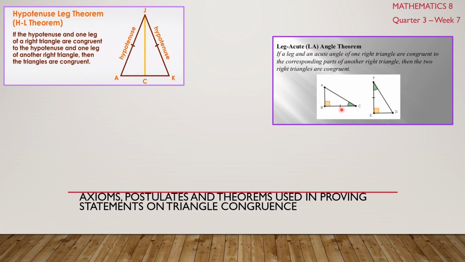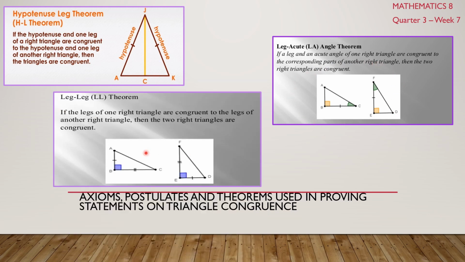Next, we have the leg acute angle theorem or LA theorem. If a leg and an acute angle of one right triangle are congruent to the corresponding leg and an acute angle of another right triangle, then these two right triangles are congruent. Next, we have the leg-leg or LL theorem. If the legs of one right triangle are congruent to the corresponding legs of another right triangle, then these two right triangles are said to be congruent.